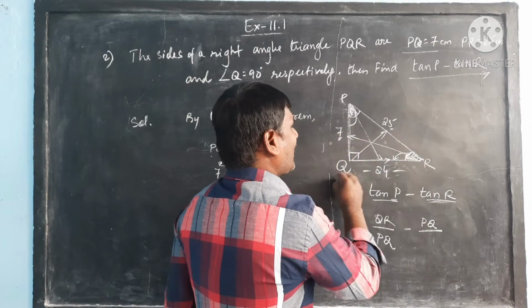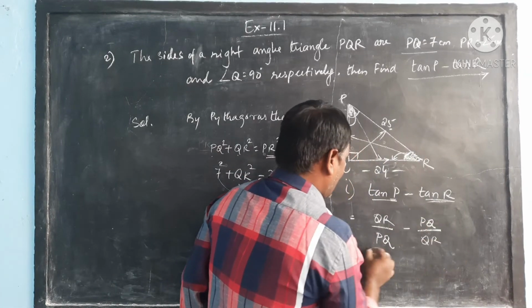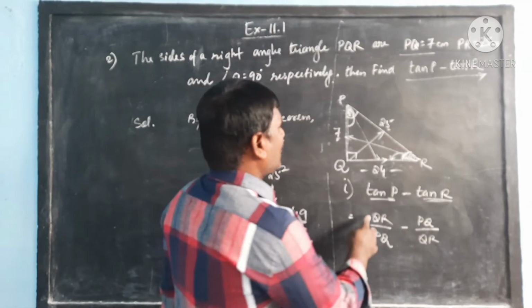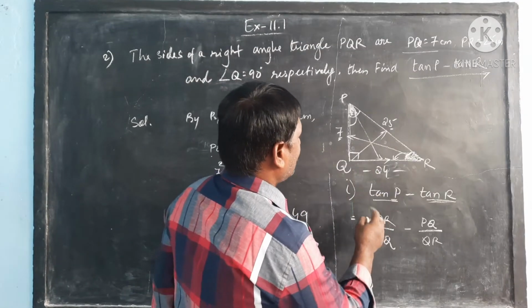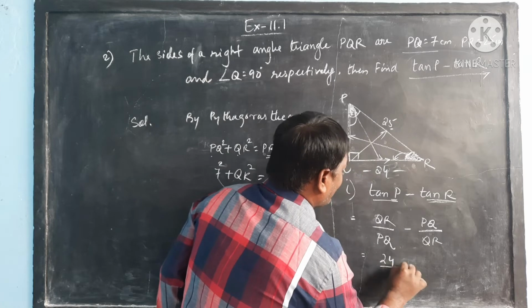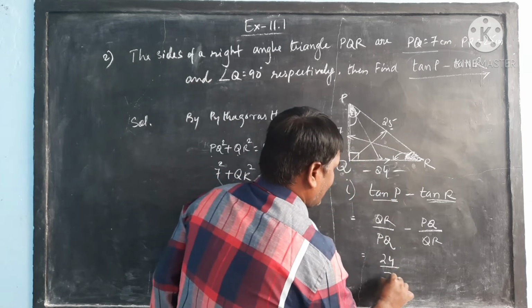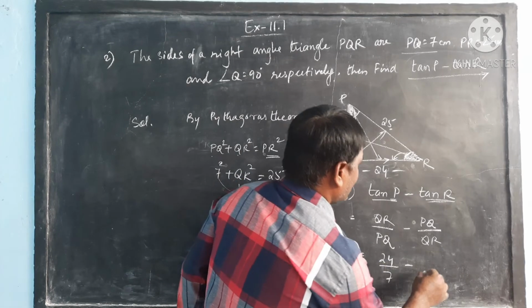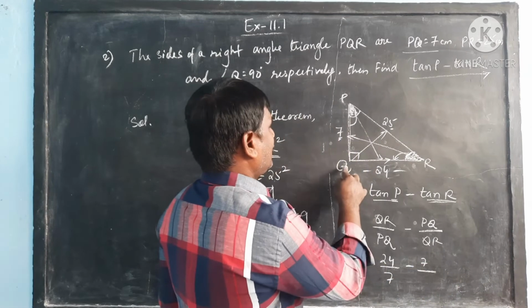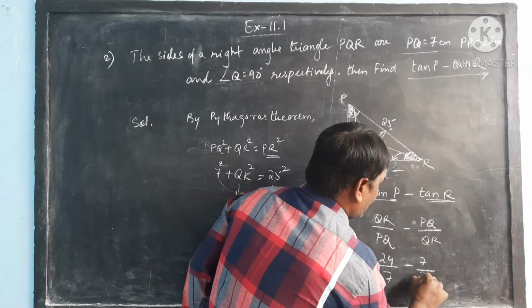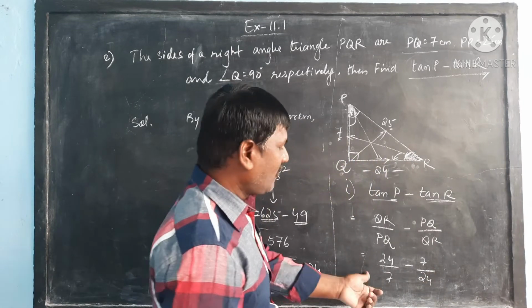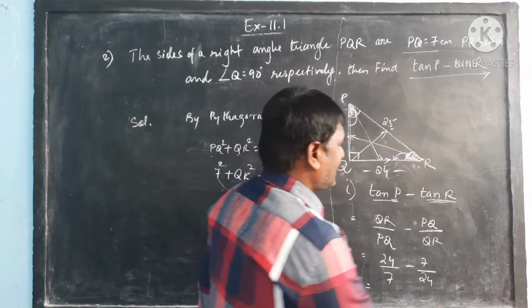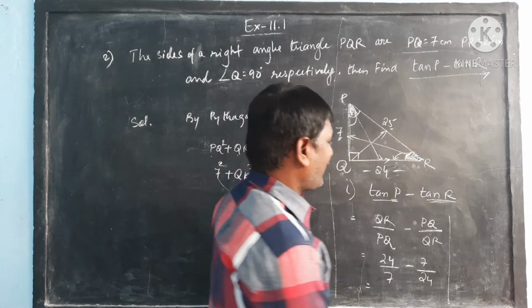The adjacent side to angle R is QR. Now substitute the values. You can get 24 by QR minus 7 by PQ, that is 7 by QR means 24. Now subtract these two; we will get the result by taking the LCM.